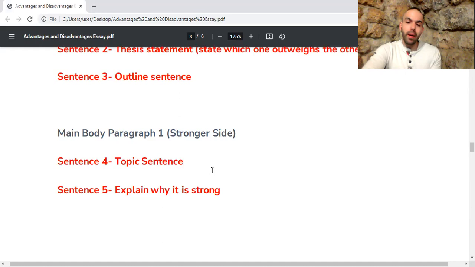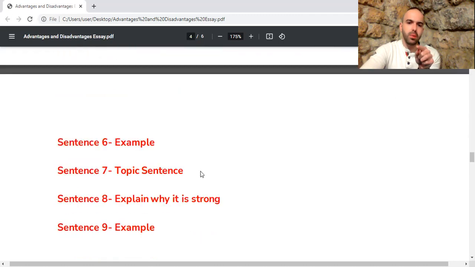However, let's move to main body paragraph 1. Main body paragraph 1 will be about the stronger side. So if you choose advantages over disadvantages, then you will have to start with advantages as the stronger side. You can start with a topic sentence, and you need to explain why advantages are stronger in the explanation sentence, and then you have to give an example.